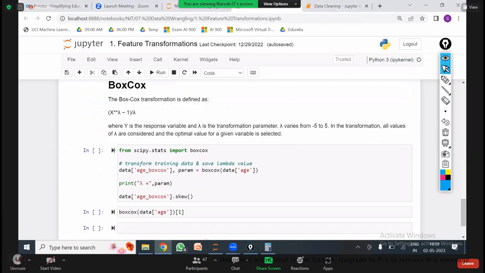Next, the last one is called the Box-Cox transformation. This is also one type of data transformation, which is called Box-Cox.